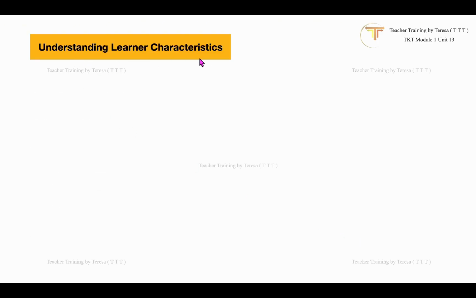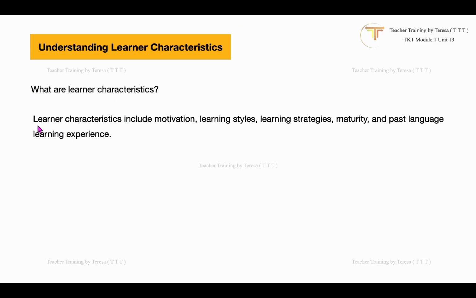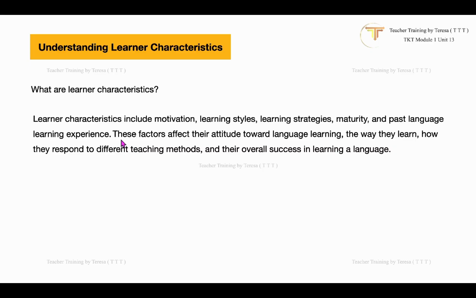Understanding learner characteristics. What are learner characteristics? Learner characteristics include motivation, learning styles, learning strategies, maturity, and past language learning experience. These factors affect their attitude toward language learning, the way they learn, how they respond to different teaching methods, and their overall success in learning a language.